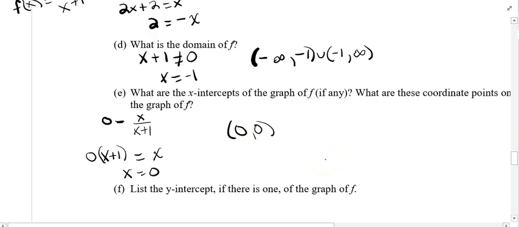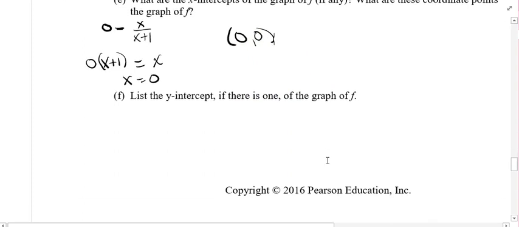List the y-intercepts if there is one, of the function. So here again, we're going to do the exact same thing. With the y-intercept, we know the value of x equals 0. So y equals 0 over 0 plus 1. y is 0. So here again, it's at the origin. It's going to be at the point (0, 0).